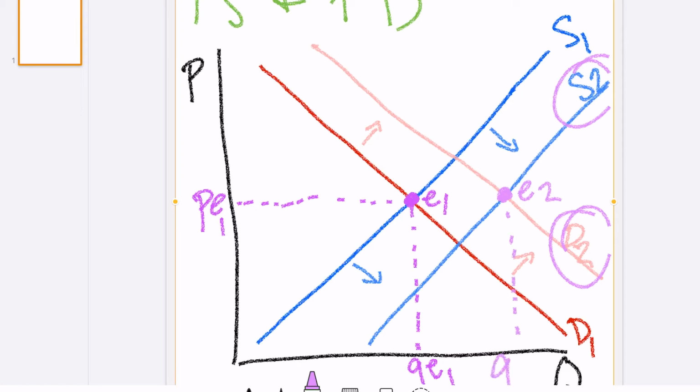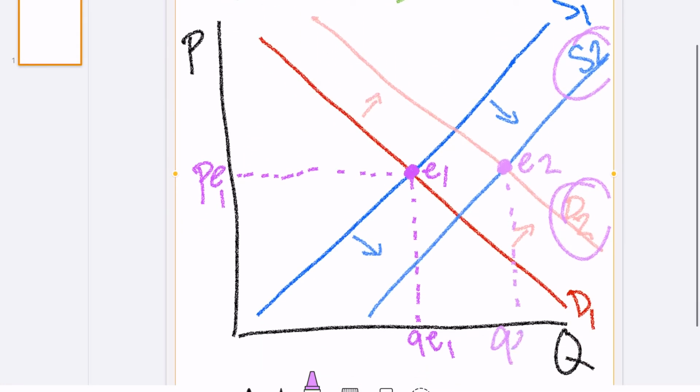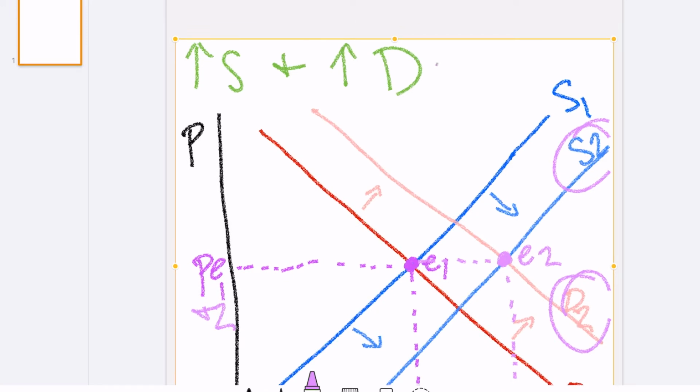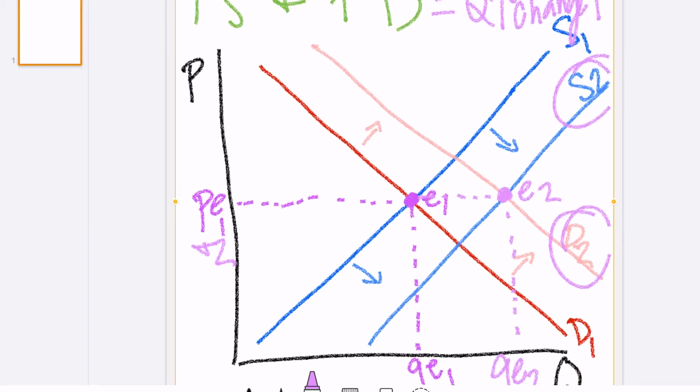We're going to find our new quantity equilibrium, and then you'll notice price equilibrium stays the same. So when we see an increase in supply and an increase in demand, our quantity goes up, but there is no change in price. So this is a double shifter with an increase in supply and an increase in demand.